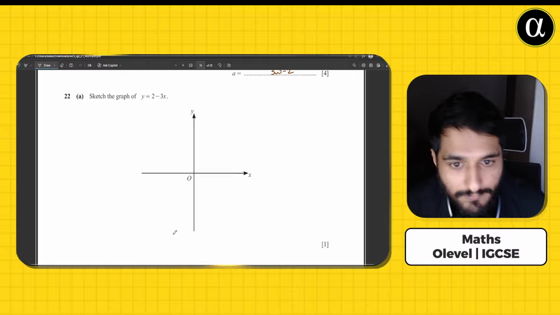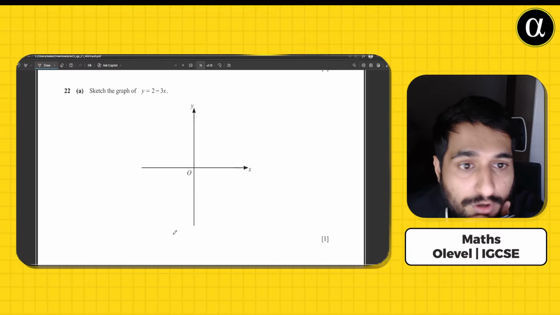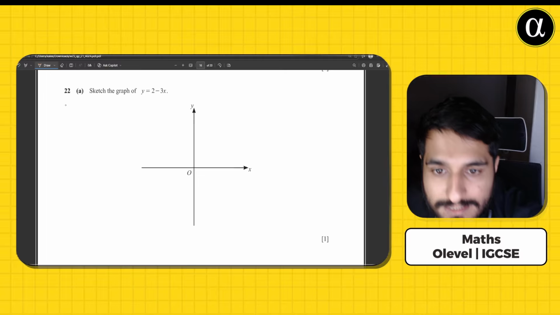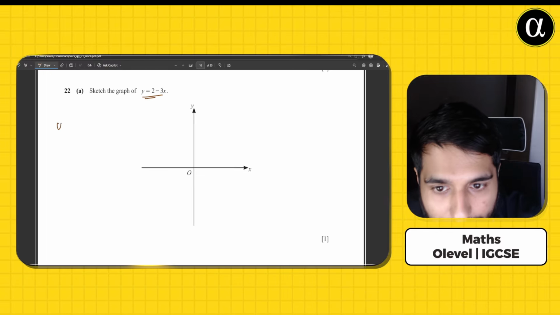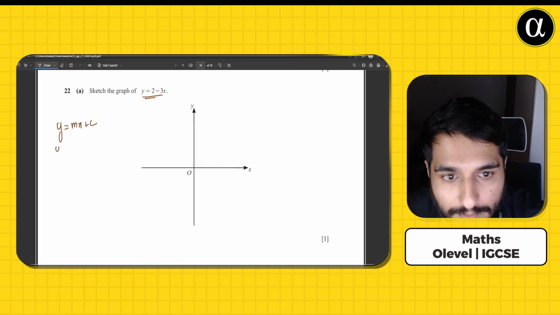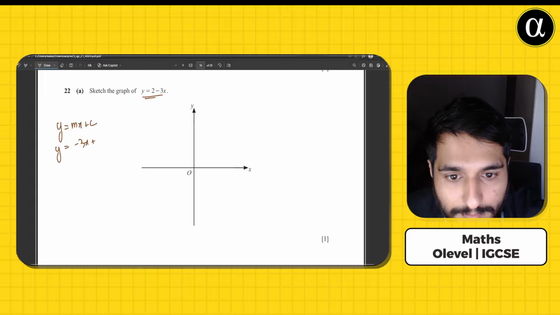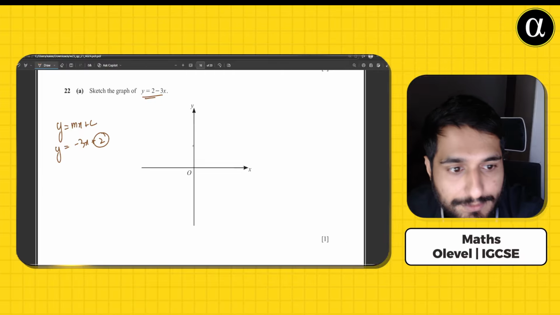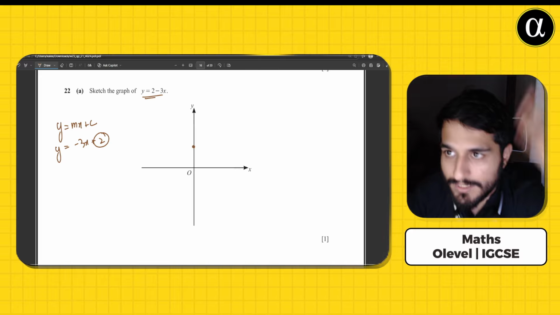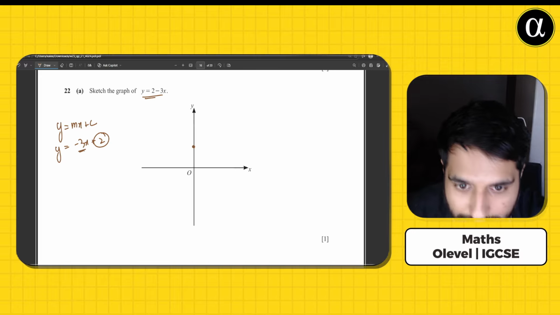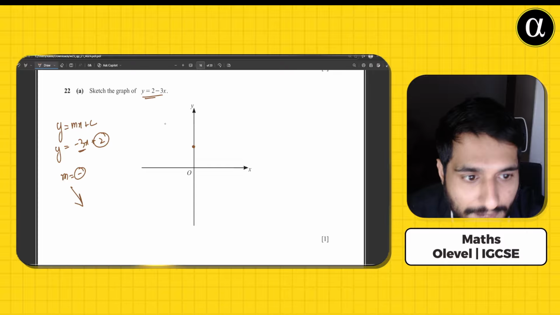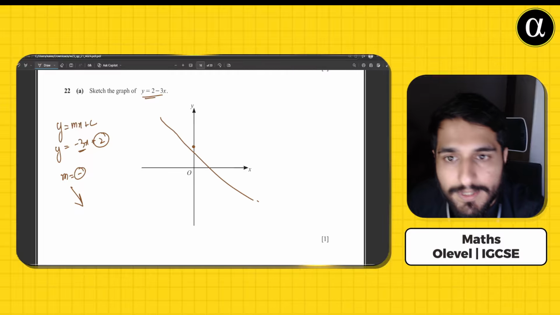Now, we need to sketch the graph of y is equals to 2 minus 3x. Now, since we know this is a linear line, we'll compare it with y is equals to mx plus c, and this is going to be y is equals to minus 3x plus 2. We know that the y-intercept is 2. That means it will be passing somewhere at the top side of the y-axis, and then since this gradient is negative, m is equals to negative 3, so this line would be drawn in this manner. Hence, we draw a straight line with a ruler, something like this.